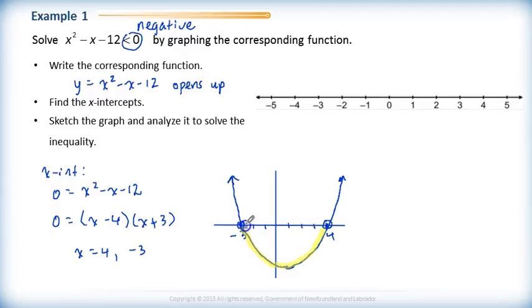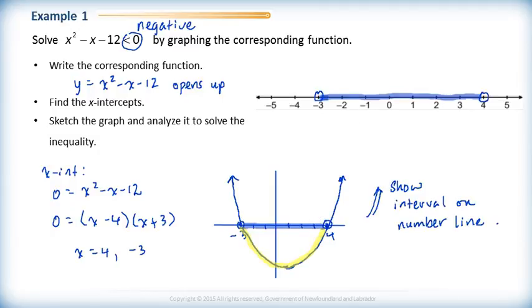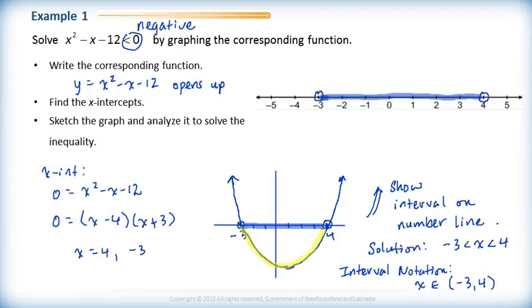Therefore, the number line interval that I want is this one. So I just repeat it up here. We show the interval on the number line, and therefore we write our solution: negative 3 less than x less than 4, or in interval notation, x belongs to the interval from negative 3 to 4, not including negative 3 and 4.